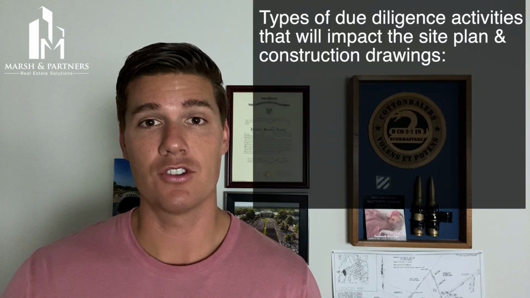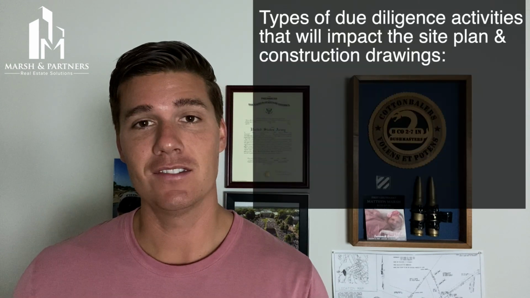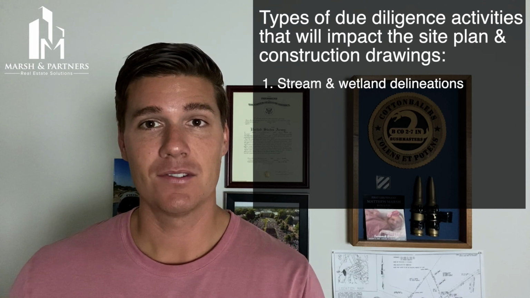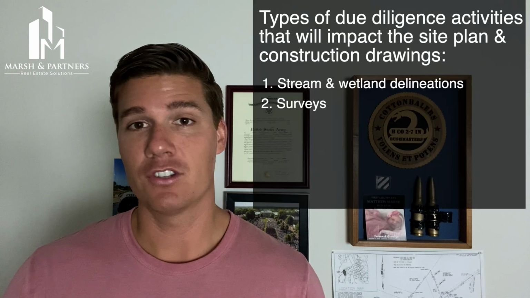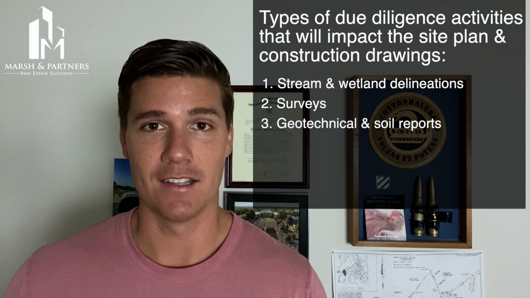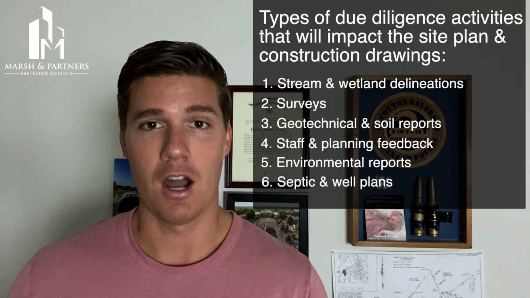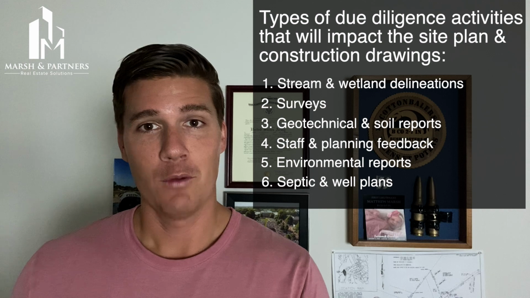However, they're going to need input from project consultants that really participate during the due diligence process. In many cases, stream and wetland delineations are critical components to being able to draft site plans and come up with stormwater management plans. Engineering teams are also going to need input from surveyors, geotechnical engineers and soil scientists, city staff and planning officials, environmental consultants, and in some cases, septic and well contractors. As a developer, when you're assembling your real estate development team, keep in mind the kind of project you're pursuing and what sorts of real estate due diligence activities need to be done in order to get the construction documents complete and projects approved.